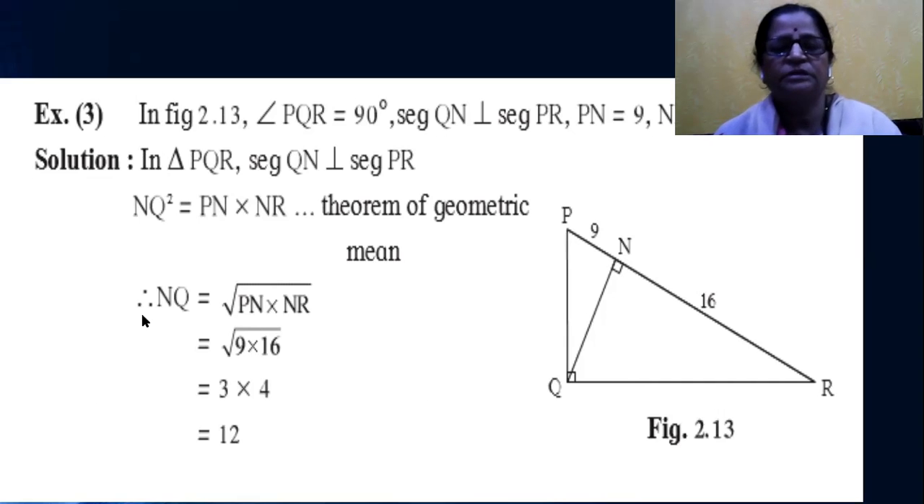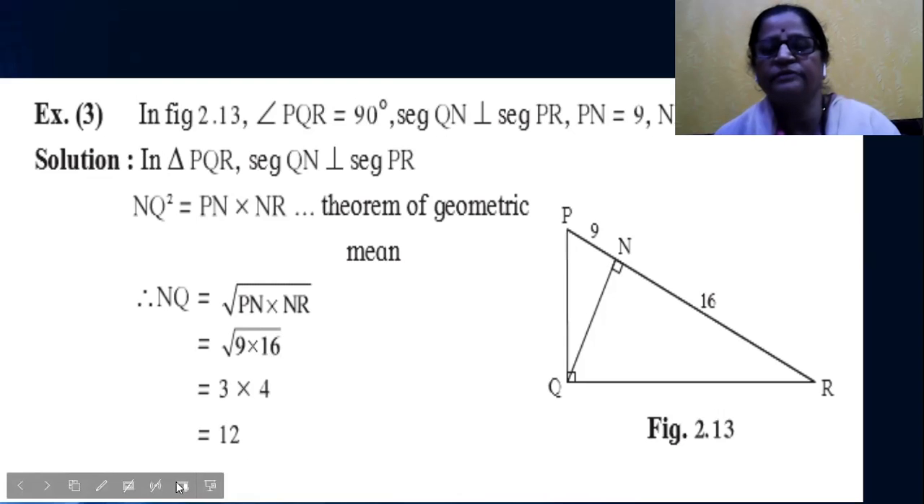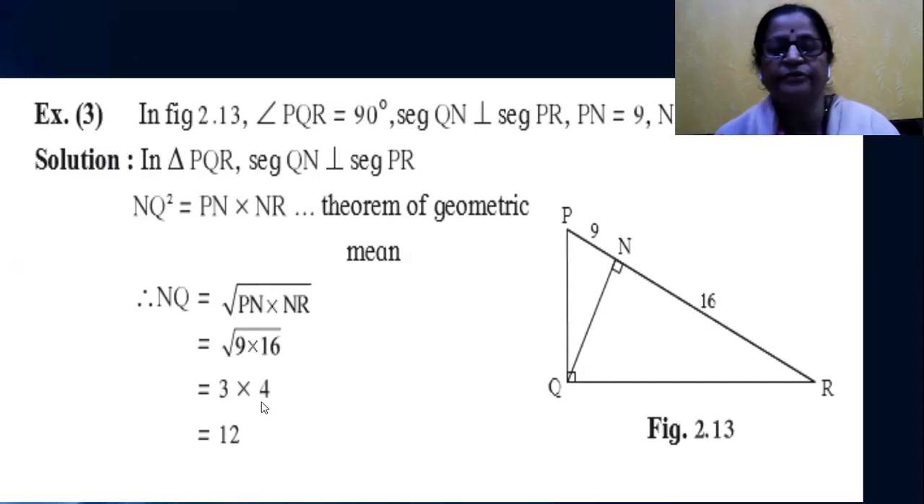Taking the square root, QN is equal to the square root of PN into NR. PN's value is given as 9, and NR's value is given as 16. So 9 is the square of 3 and 16 is the square of 4. Multiplying 3 and 4, we get 12. So QN is equal to 12.